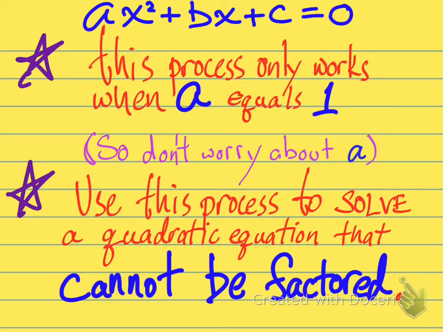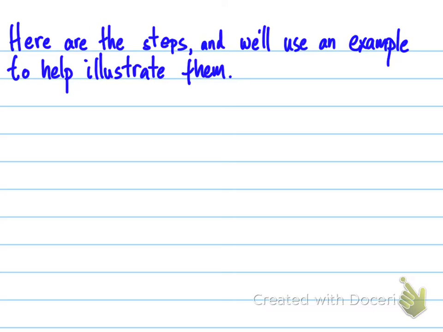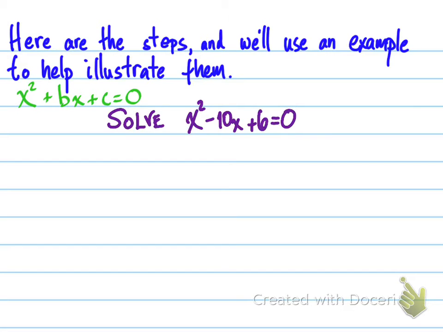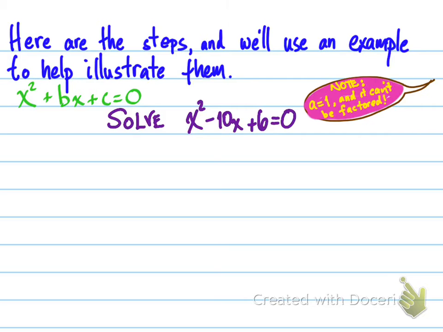Okay. All right, so we are going to take a look at the steps of this process, and there's really only 3 steps. And we're going to use an example. That example that I write will be in this form: x squared plus bx plus c equals 0. I am going to use those b and c terms a lot, so I'm going to put that up there for your quick reference. Here's the equation we're going to solve: x squared minus 10x plus 6 equals 0. All right, so there's the equation we're going to solve. You notice that a does equal 1, and this cannot be factored.